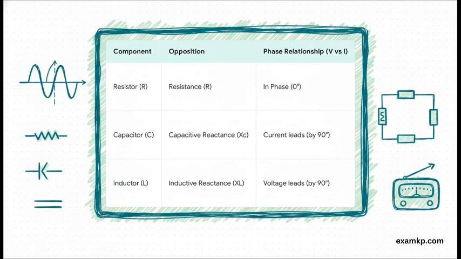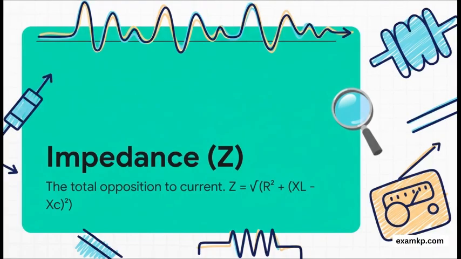So, when you throw all these different types of opposition into the mix, we give the total opposition a new name, impedance. We use the letter Z for it. It's the grand total of everything fighting against the current. Now, I know that formula might look a little scary, but don't worry. It's basically just using Pythagoras' theorem to combine the simple resistance with the winner of the tug of war between the two reactances.